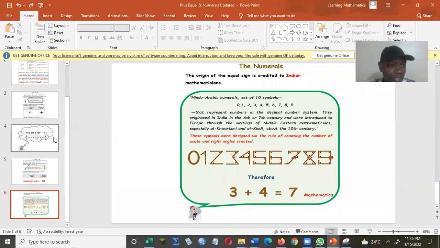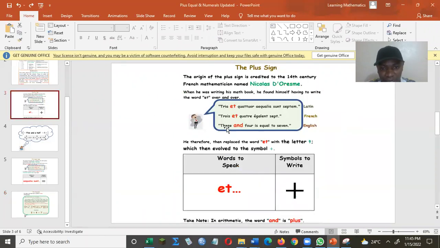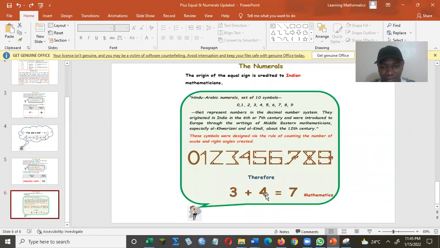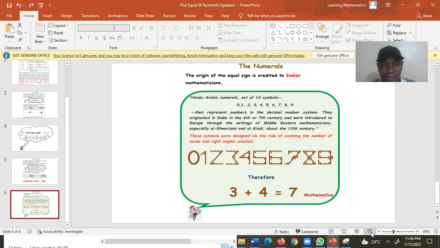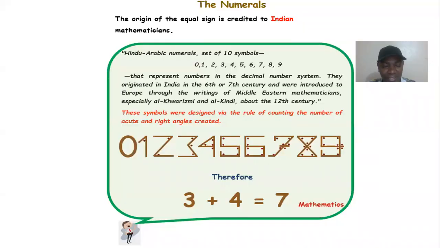All right, so here you can actually make the correlation from words, 3 and 4 is equal to 7, to symbols, 3 plus 4 is equal to 7. And in arithmetic, "and" is always plus. So always bear that in mind. Mathematics can be considered a language, the translation from your native language to symbols. The whole idea is to communicate quantitatively in a written form.